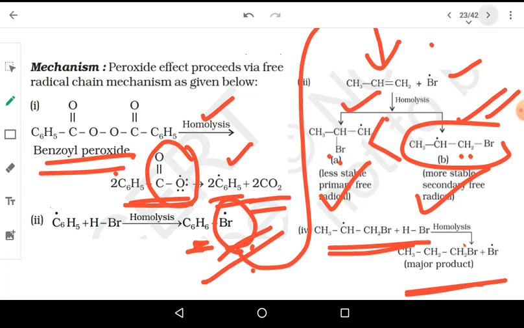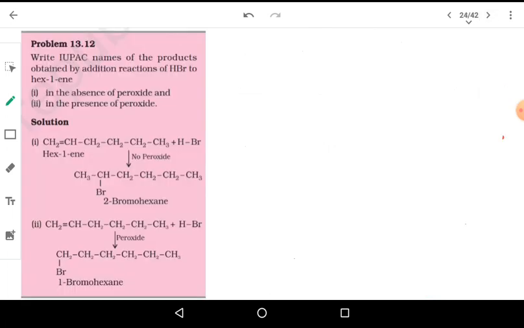So what we have to remember over here, the most important thing to remember is that in Markovnikov's addition we are following carbocation mechanism, and in anti-Markovnikov's addition we are following free radical mechanism. And what are the conditions for anti-Markovnikov addition? We have either H2O2 written at the top, or we have an organic peroxide like benzoyl peroxide.